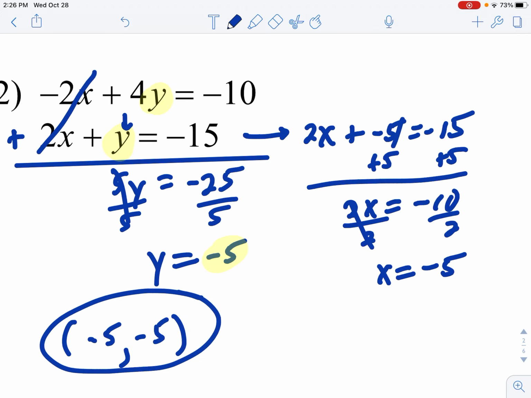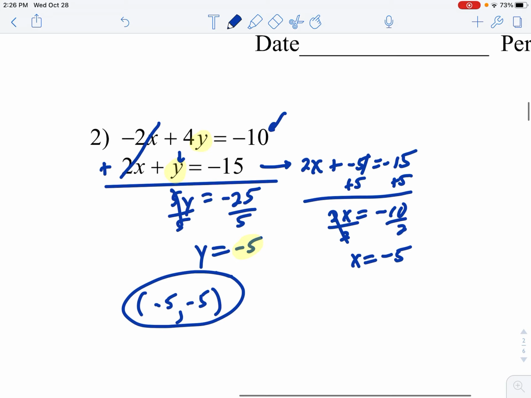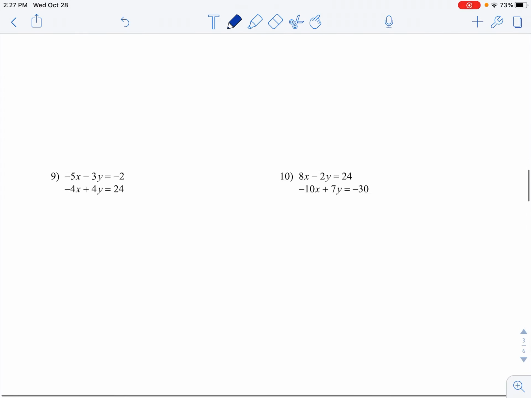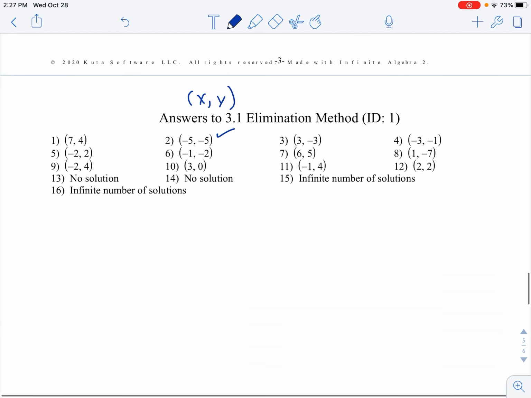So our answer should be the point negative 5, 5. If we graph these, that's the point where they would intersect. So number 2, let's check and make sure. And there it is. I already got the check mark by it. So just make sure your answers are in parentheses like an XY point.